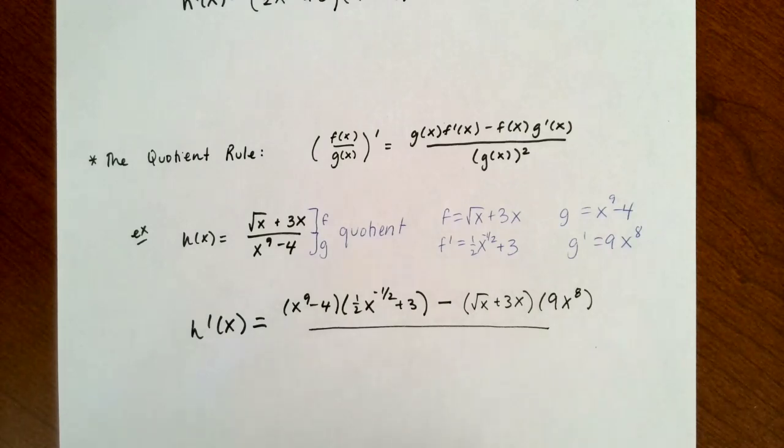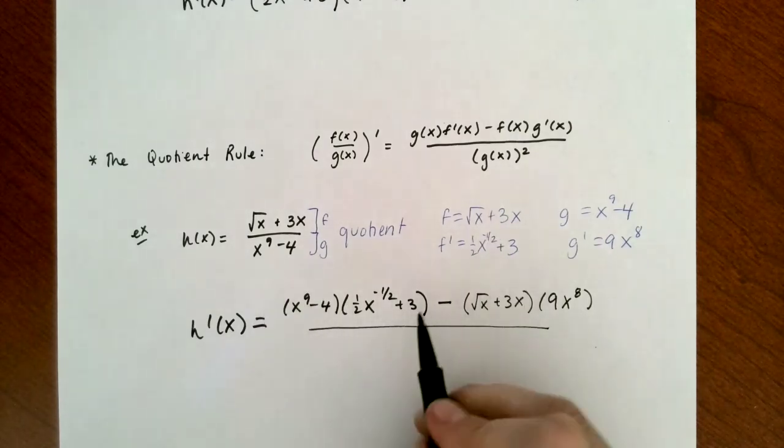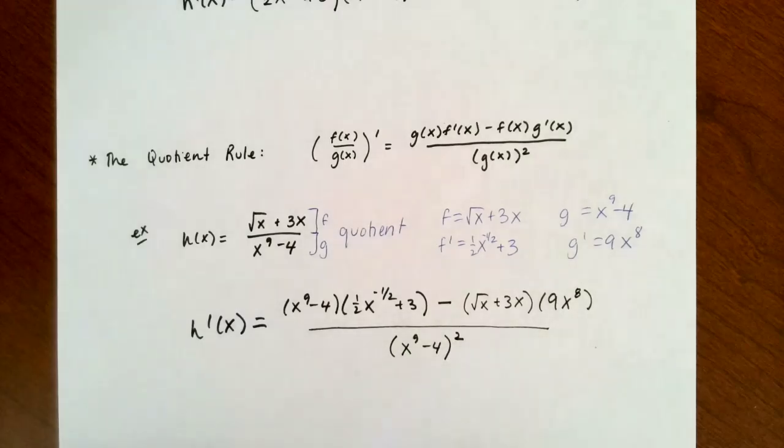And we'll have over the original function g, so the original denominator squared. So my denominator will be x to the 9 minus 4 squared. And there's not much we can do to make this look any better, so this is how I'm going to leave my final answer.